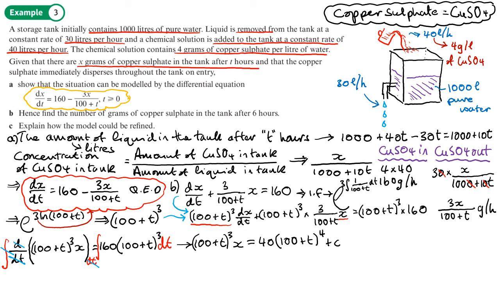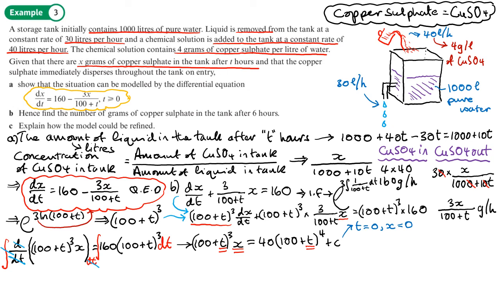Now to work out c, it says that initially the container contains pure water. So that basically means that when t is 0, the concentration of copper sulfate is 0. Okay, so that bit was important about it containing pure water at the start. So we're going to replace this x with 0 and this t with 0.